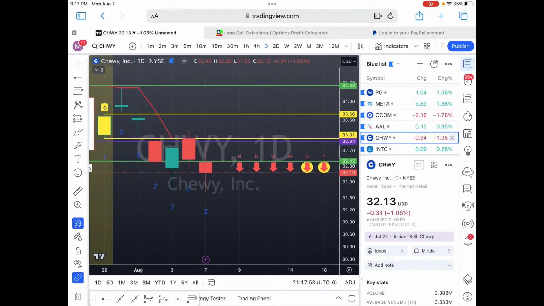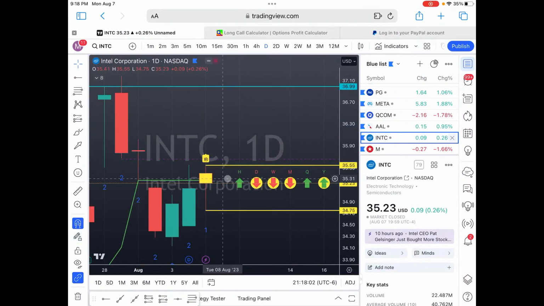I had Chewy on here for a reason and I can't remember. We are full downside here. I'm not going to pay attention to this one. We'll take it off of there and we'll just move on to INTC.